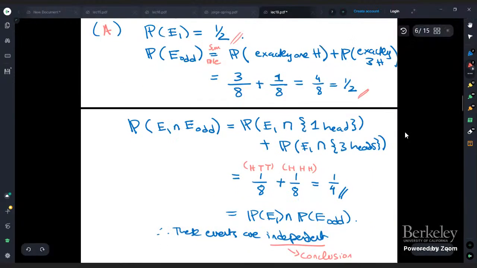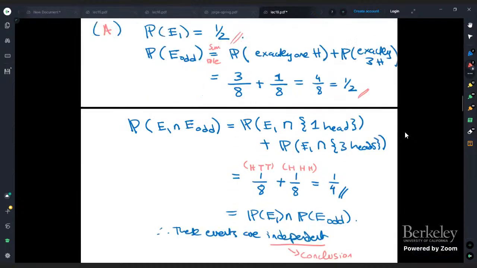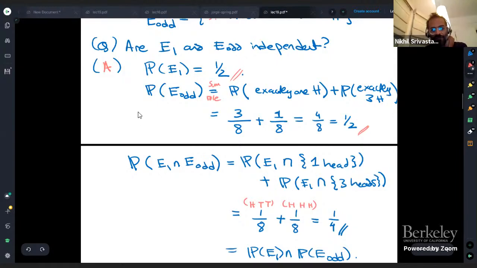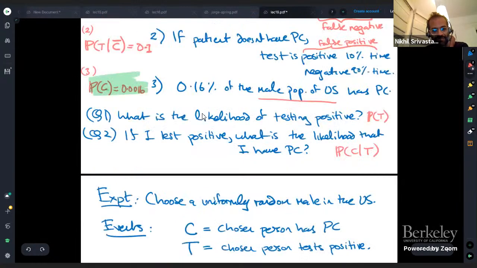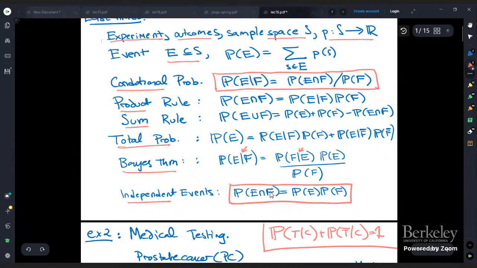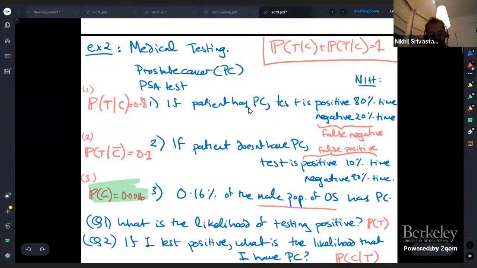Why did we calculate the third intersection, the P of E1 and E odd? Because we wanted to ask if E1 and E odd are independent. And what's the definition of independence? Well, it requires computing this intersection. Okay, thank you. So intersection just means and, right? Probability of E happening and F happening.